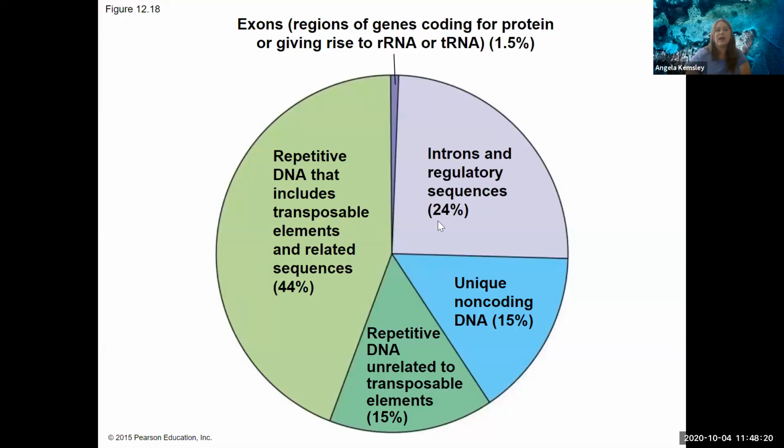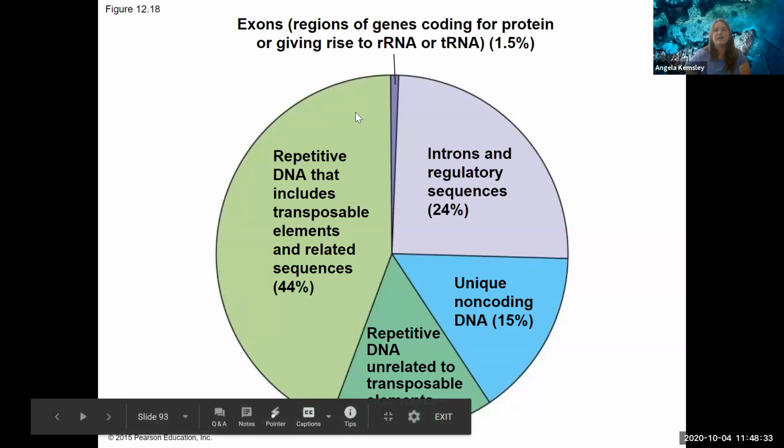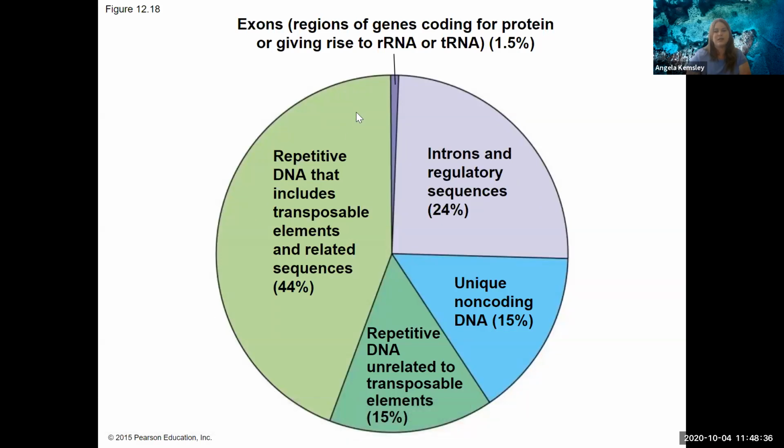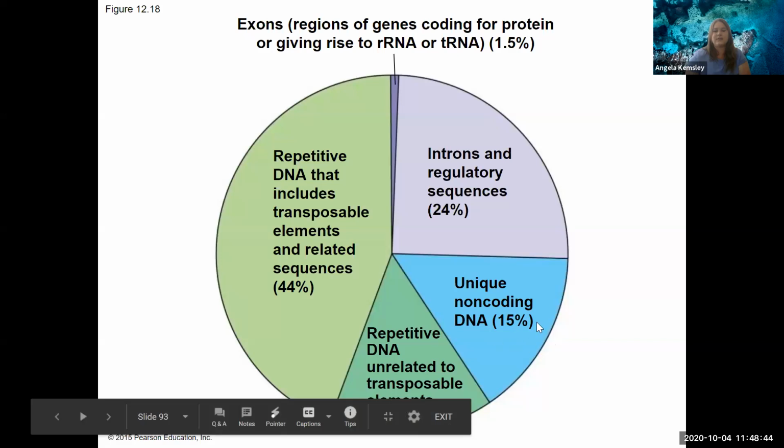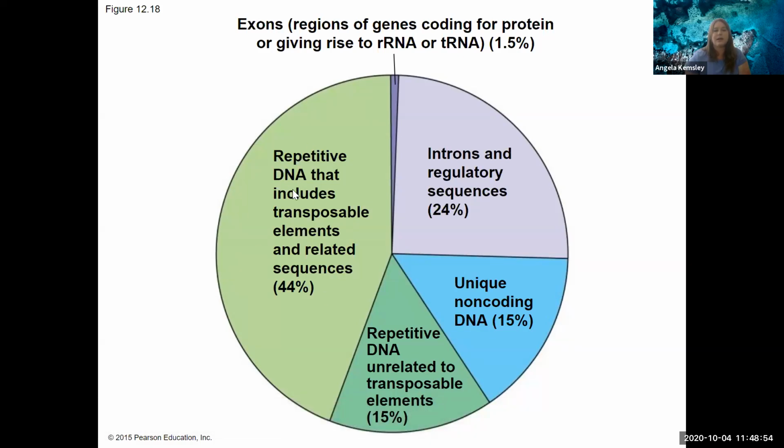If you take a look, here are exons, our coding parts, again only about 1.5%. Back when I was in high school, this pie chart looked something like, here's the useful part of DNA, here's the junk, non-useful part of DNA. You can see that's not true. The non-coding parts do stuff. We have introns and regulatory sequences that account for about 24% of our DNA. Unique non-coding DNA accounts for about 15%. Repetitive DNA unrelated to transposable elements accounts for about 15%, and about 44% is repetitive DNA that includes transposable elements and related sequences.